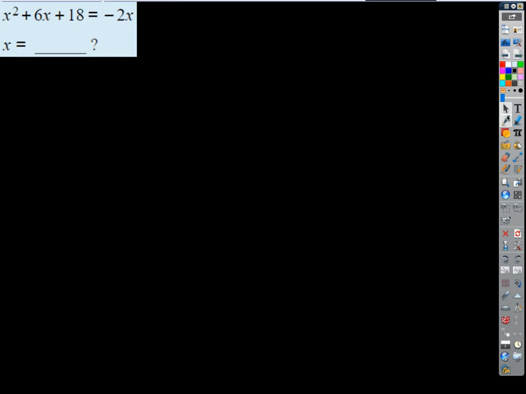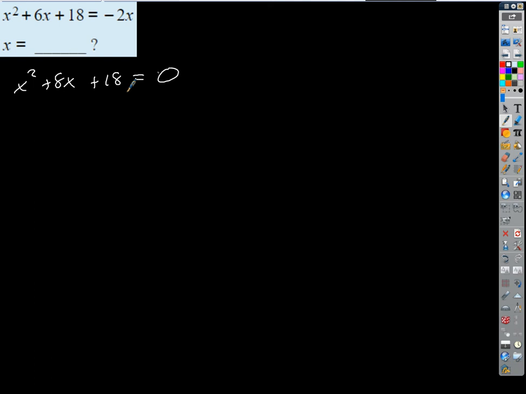And what about this guy here? So if we add 2x, everybody agree we get x squared plus 8x plus 18 equals 0? Right? Okay. What do you think? Bryce, any ideas there? Say it again. You can't factor it, you're correct, you can't. Right, numbers don't multiply to 18 and 8, so then what would our next option be?